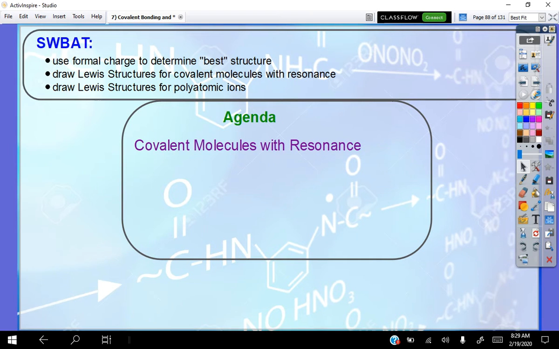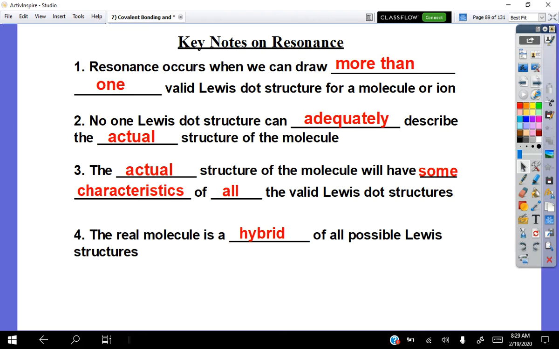Hello, class. Today we are going to look at covalent molecules that display something called resonance. The word resonance is actually something that comes from physics. When something resonates, they usually refer to waves that resonate between 2 points. One of the common things they may show you in a physics course is how a tuning fork has waves that resonate between the two ends of the tuning fork. And as a result, you hear a pitch.